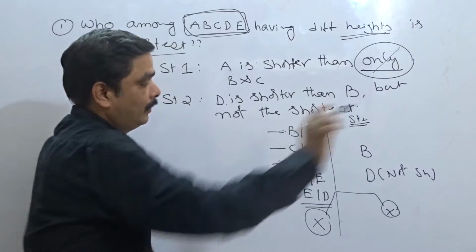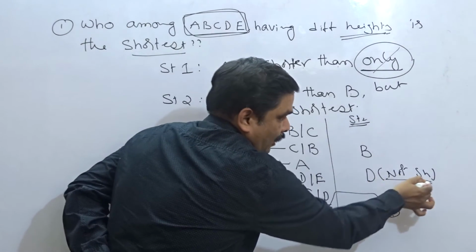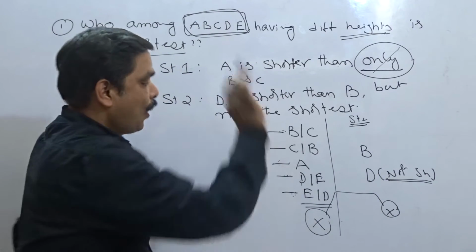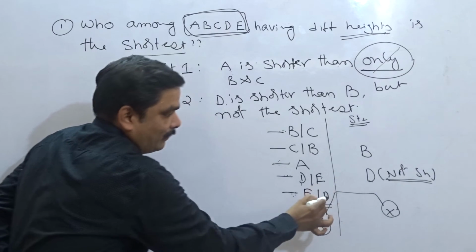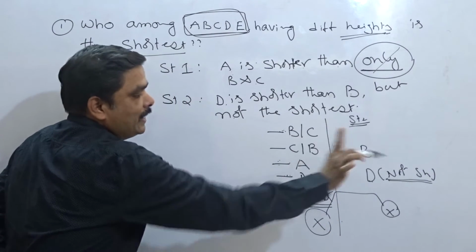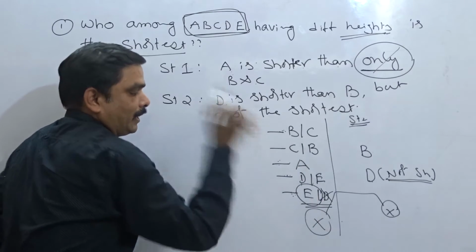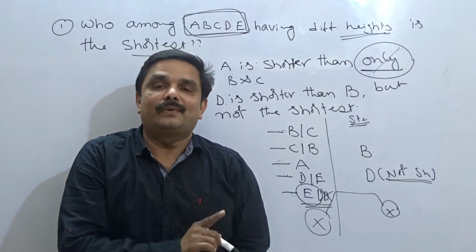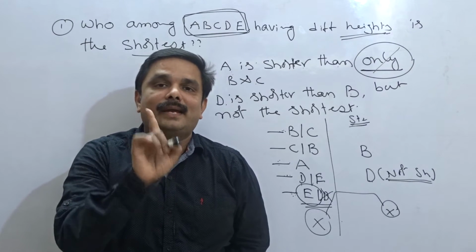But the information is that D is not the shortest. When D is not the shortest, obviously E should be the shortest. E should be the shortest. Hope you got the idea, right? This type of questions generally they are asking in the examination.